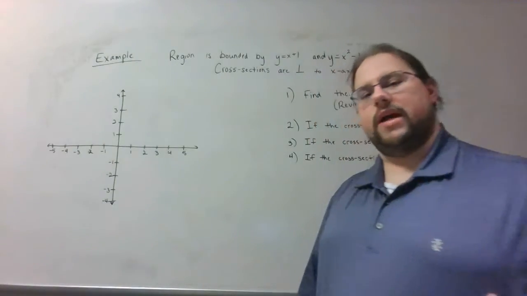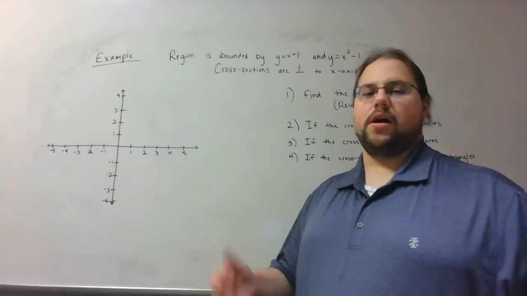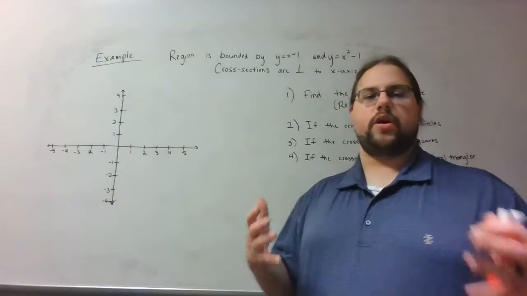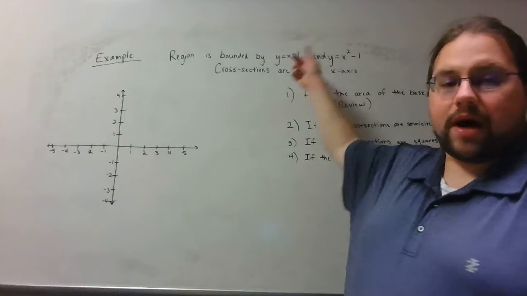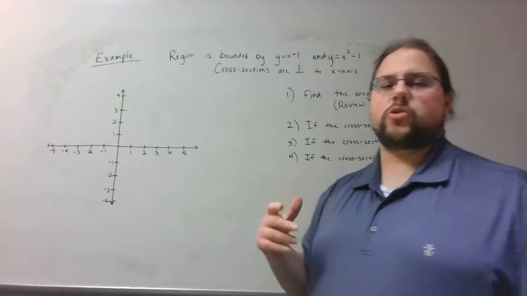So what I'm going to go ahead and do is start talking about an example of using cross sections to find the volume of some solid. So we're going to start off by looking at a region that's bounded by y equals x plus 1 and y equals x squared minus 1.